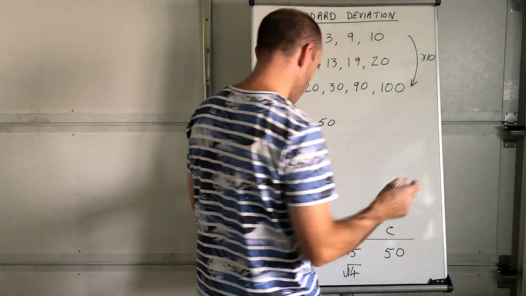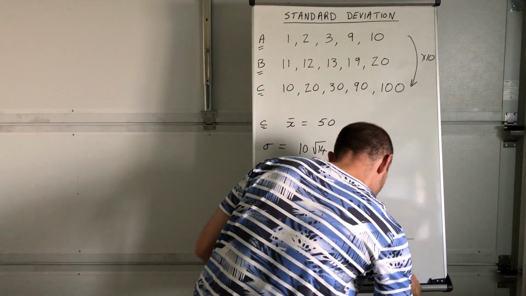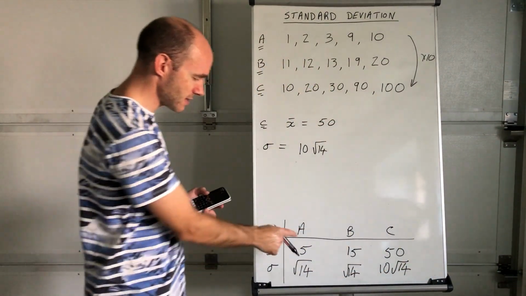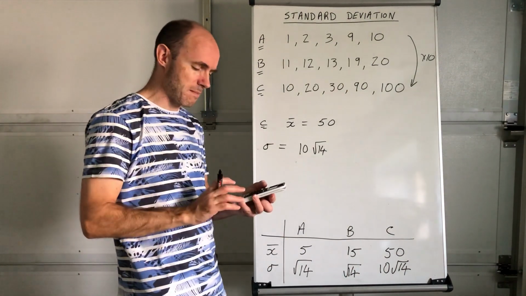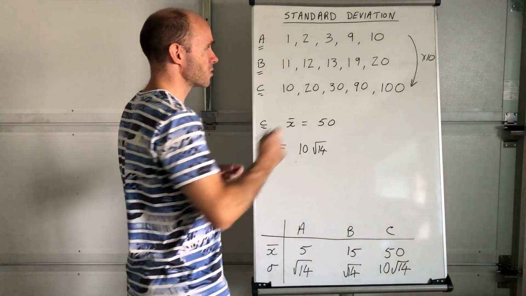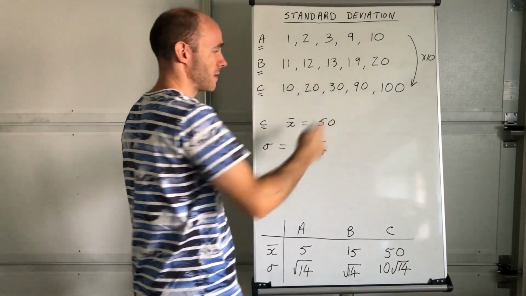You can put it as a decimal if you want. But the critical thing there is, can you notice that the standard deviation is the same as in data set A but multiplied by 10? And the reason, it's obvious now, isn't it? It's because we multiplied all these figures here by 10.